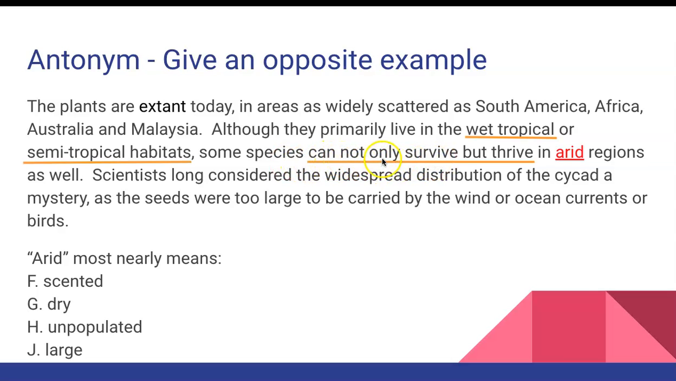So the species can not only survive, but thrive. But is a big indicator that we're looking for that antonym, that we're looking for the opposite. So we have wet tropical, but arid. So that lets us know, oh, wet is opposite of arid. Well, what's the opposite of wet? Another word for arid would be dry. So as we look at our choices, we can say, oh, here's my answer. Dry is the answer for this choice.